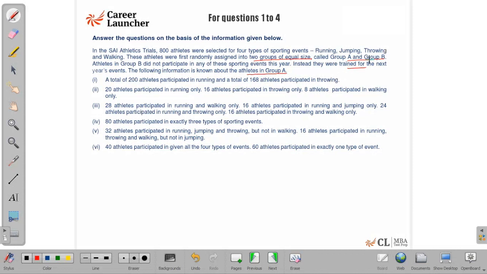Okay, so here we don't have to worry about group B, we need to only worry about group A. How many people in group A? The 800 athletes were randomly assigned in 2 groups of equal size. That means group A will have 400 athletes and group B will have 400 athletes. Here we are not worried about B, we are looking at group A only because that is what the information is given to us about.